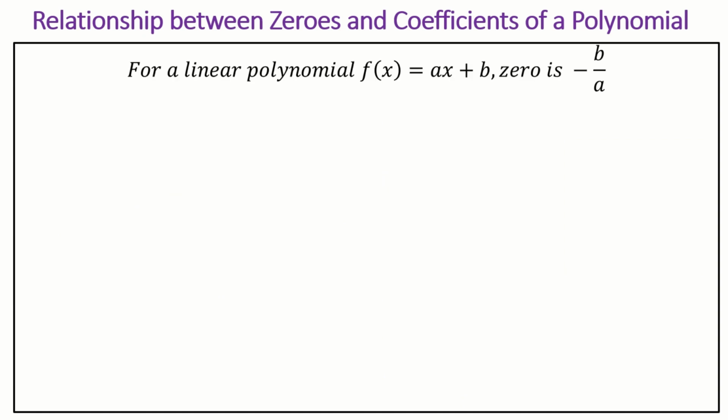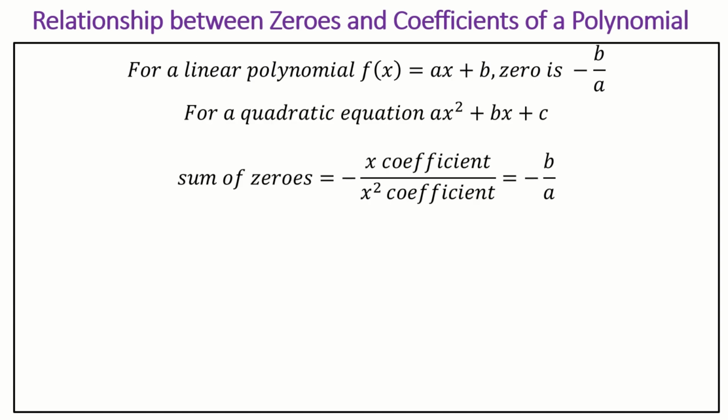Now, the relationship between zeros and coefficients of a polynomial. If you take a linear polynomial, that means ax plus b. The zero is obtained by equating ax plus b equal to 0, then x becomes equal to minus b by a. So this is the zero.